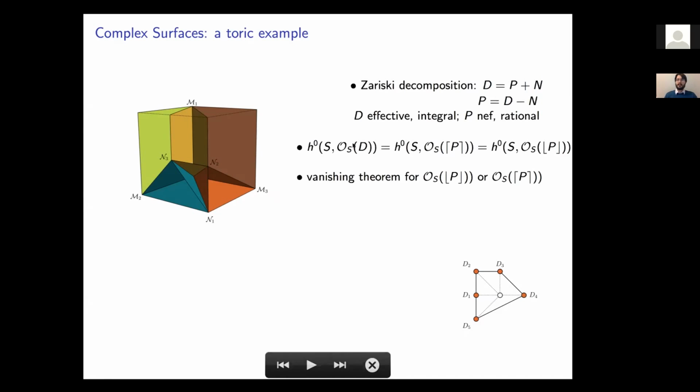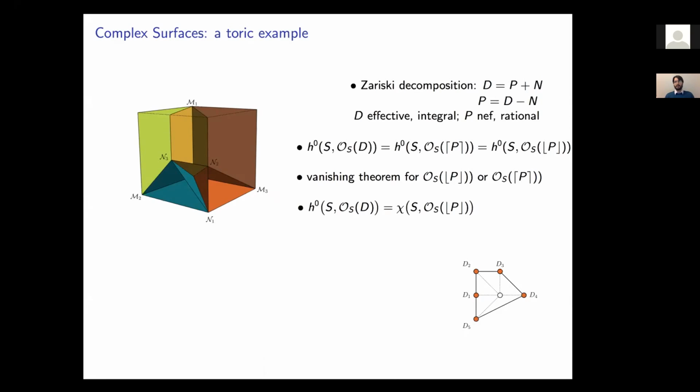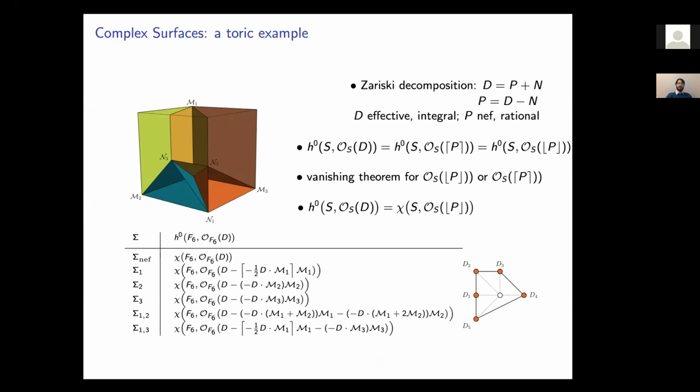So if you are lucky that the round up or round down version of P is in a region covered by a vanishing theorem, then you're in business, because you can equate the H0 of the original bundle with the Euler characteristic of the bundle which you obtain through this operation. And you can do this in each region. So in each region, you project onto one surface. Then you take the rounding down or rounding up. So in this way, you obtain these formulae.